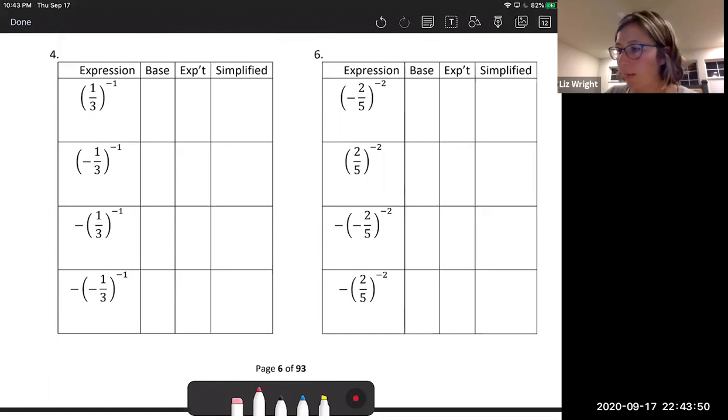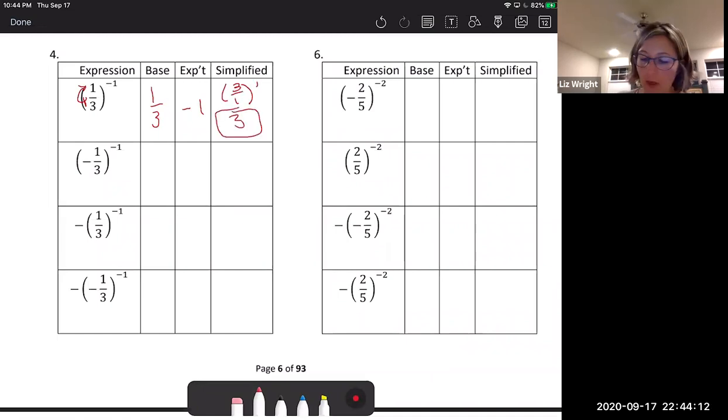All right, so our base for our next one, again, is just going to be 1/3. The exponent's going to be -1. So again, how do we rewrite that so that we can make it positive? You're supposed to flip-flop them. So you flip-flop these two. So then you've got 3/1. We're raising it to the first, and that's just going to give us 3 for that one.